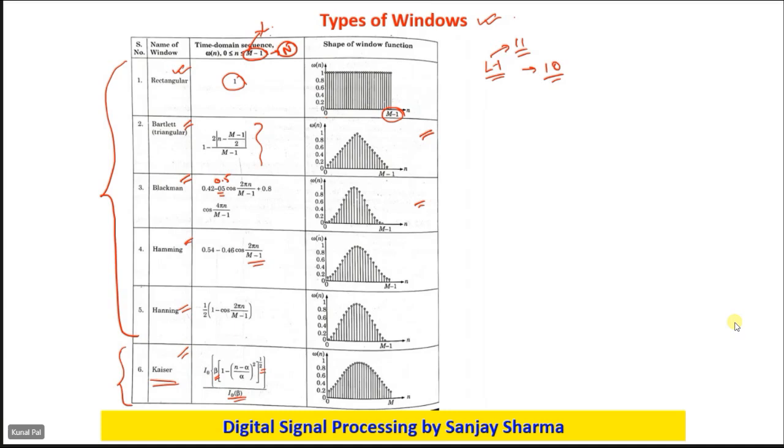Okay, so we have these 6 types of window functions. And please be reminded, you need to memorize all these equations. You need to remember all these equations. And also you need to look into the shape of the functions.